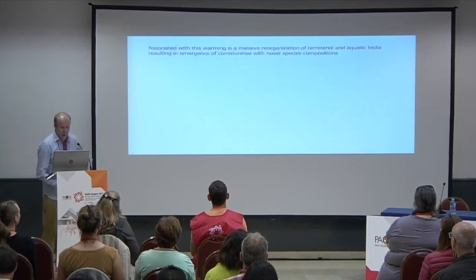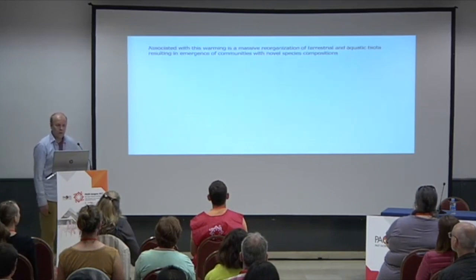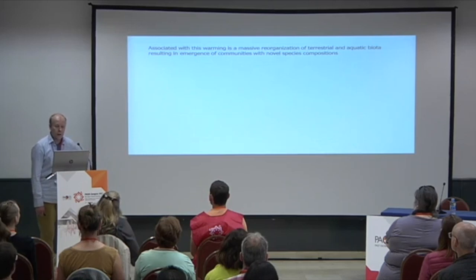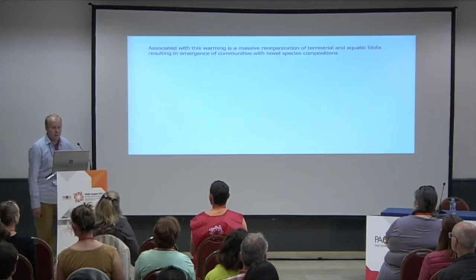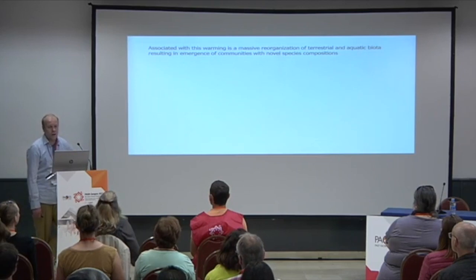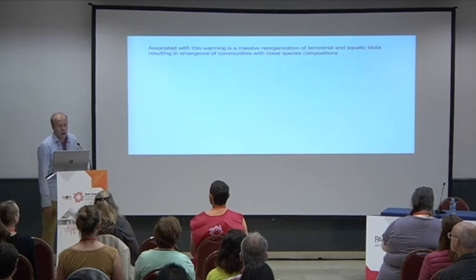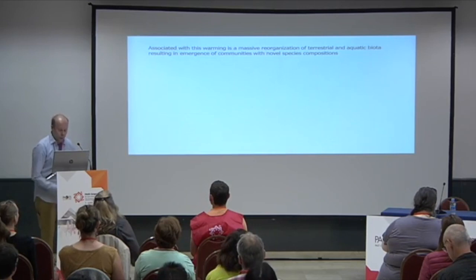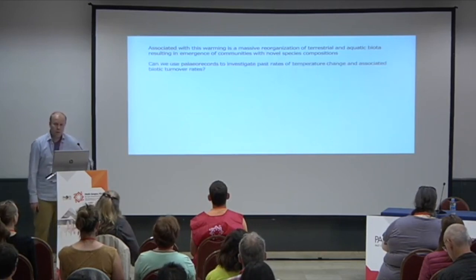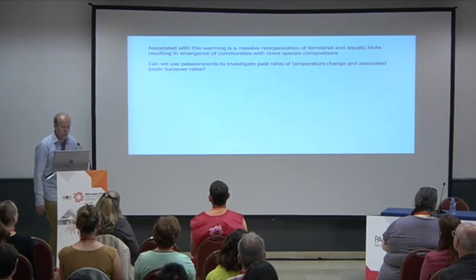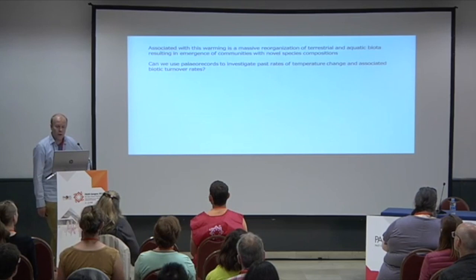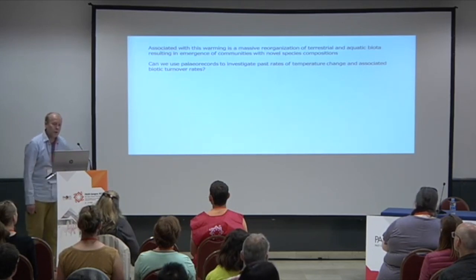We also know, based on very many studies, that associated with this rapid warming, there is right now taking place a massive reorganization of biotic communities, including terrestrial, aquatic, and marine communities. An eventual outcome of this is very likely what some people call novel ecosystems or novel communities. Then the question I have here, and the basis of this presentation, is: how can we use paleo records to investigate past rates of temperature change and associated biotic turnover rates?